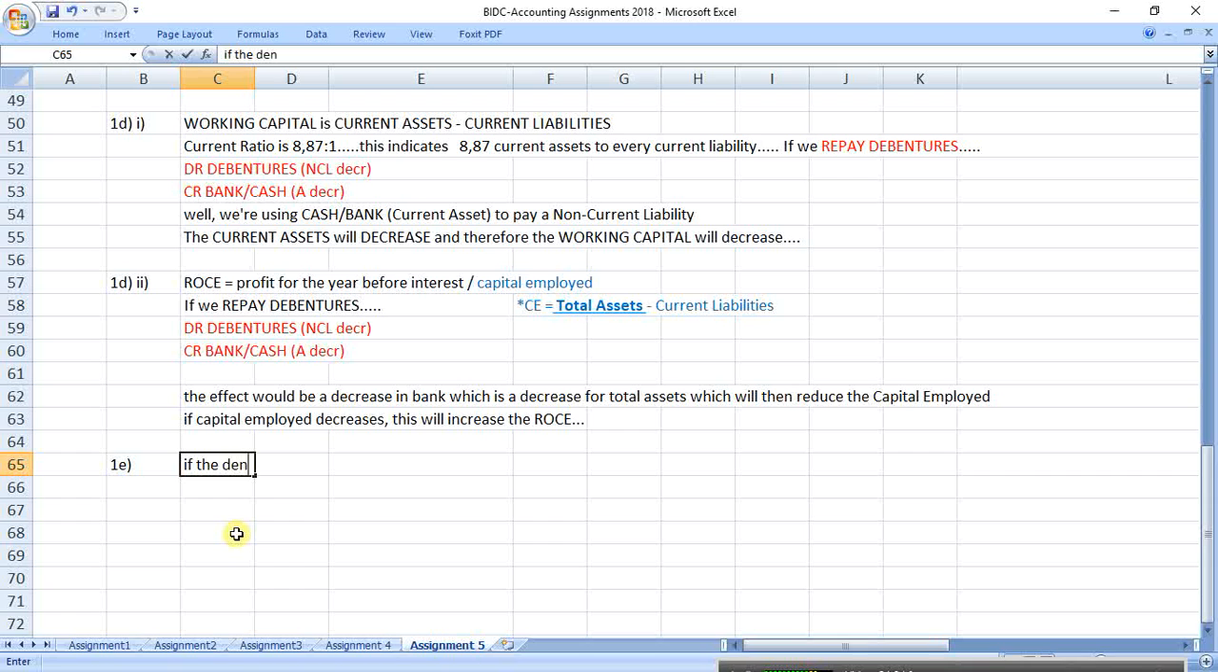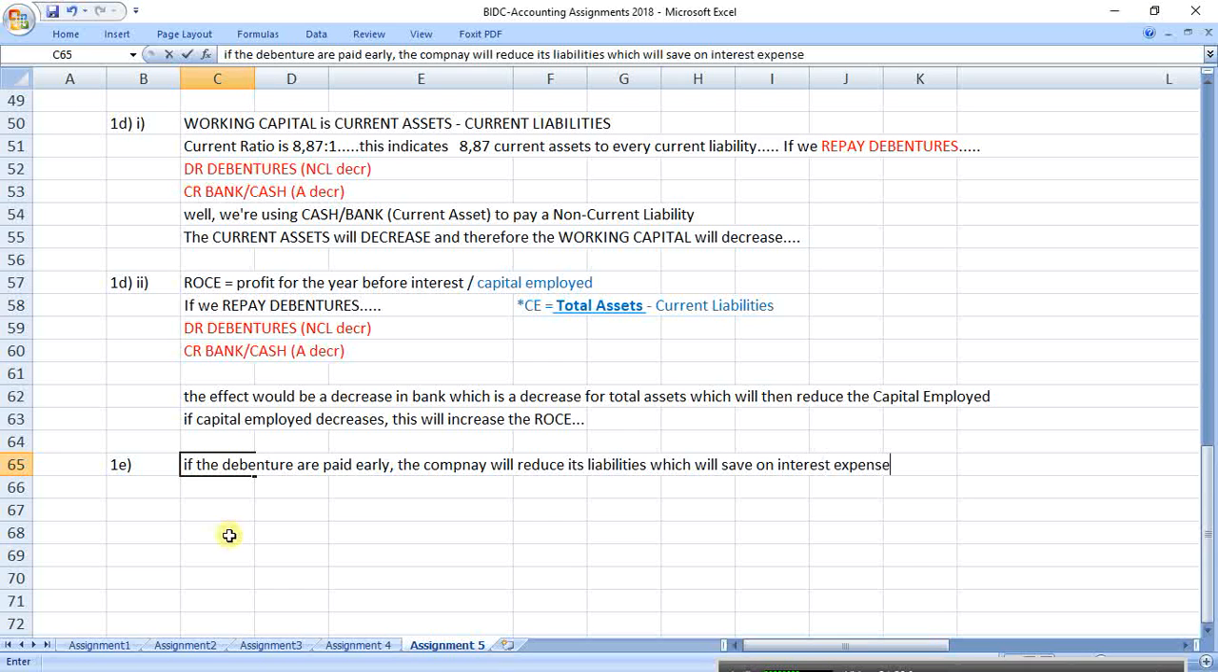If the debentures are paid early, the company will reduce its liabilities, which will save on interest expense. Okay, so obviously the longer you hold the debentures for, the more interest you're going to pay. Okay, so that's good. So if I pay early, I'm going to reduce the liability, which will save interest. That's fine.